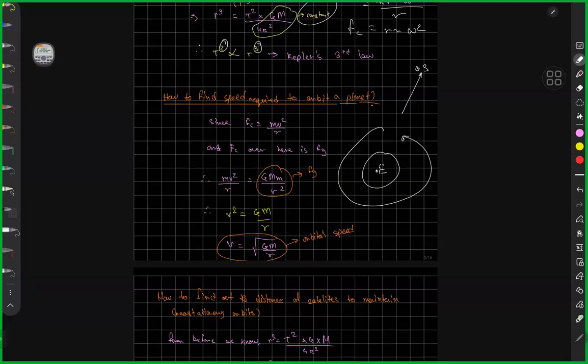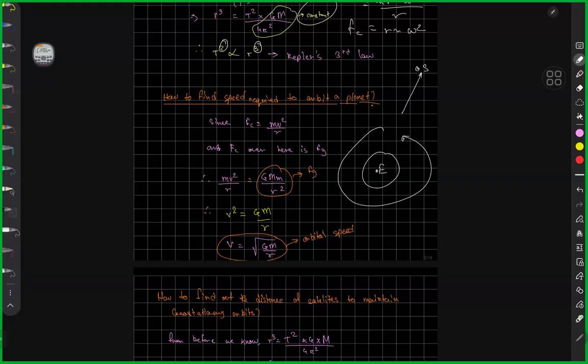What we do is use a different version of the centripetal force. Up there, we used m r omega square, because we needed the time period in the equation to figure out Kepler's law. Now we don't need that. We need the orbital velocity, so I need velocity in my equation. Hence, I'm going to use the mv square by r version of the centripetal force.